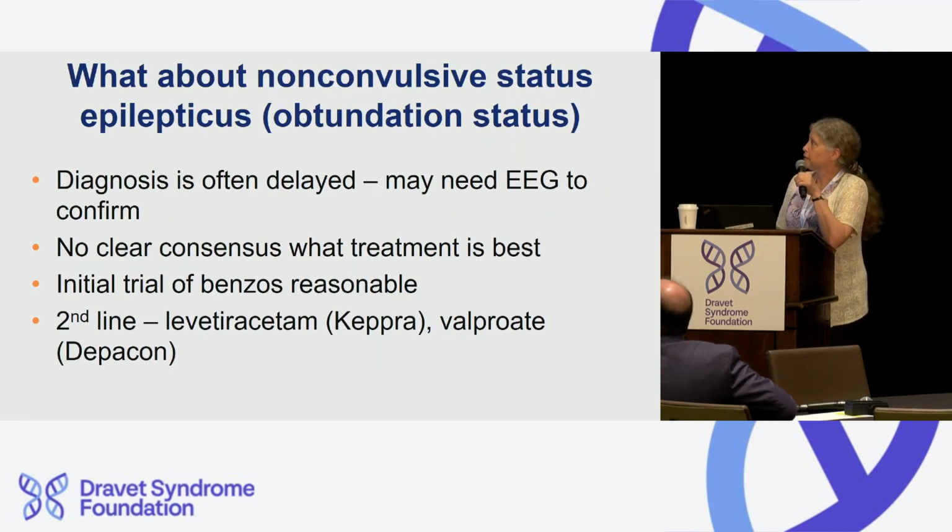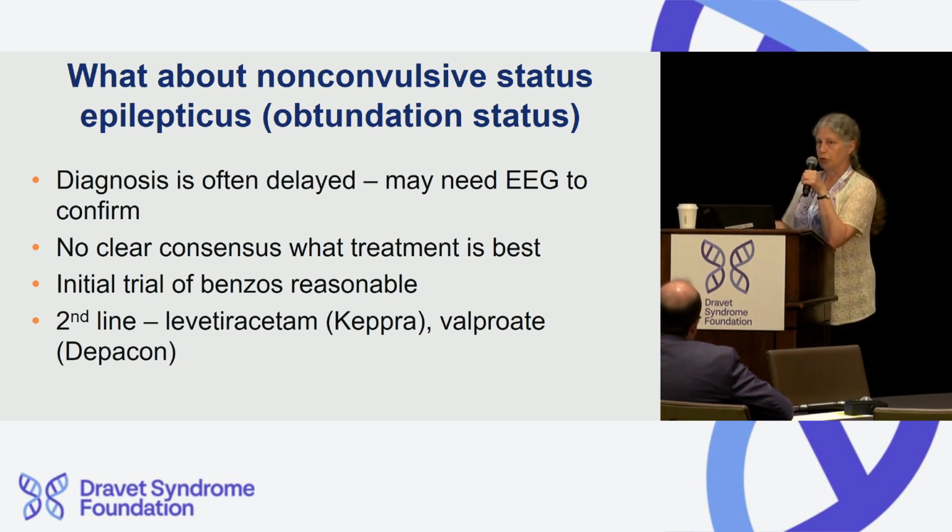Well, how about non-convulsive status epilepticus? So this is where the patient just has altered awareness, but no rhythmic shaking. The diagnosis here is often delayed, and this can be ongoing for hours to days before it's recognized. There's not a lot of clear consensus on what treatment is best. Most people would try a dose of benzodiazepines and then follow that with Keppra or valproate.